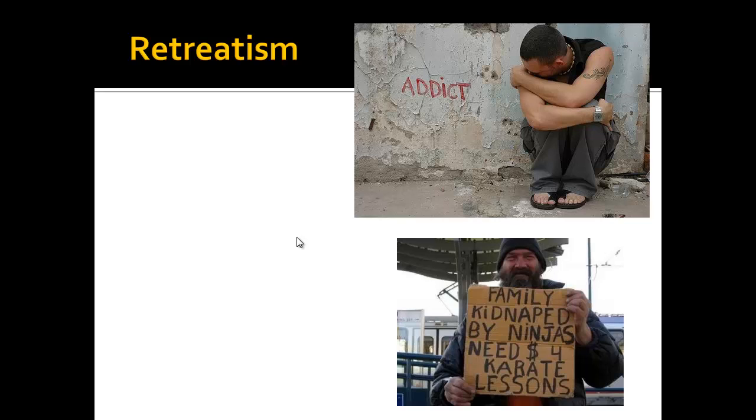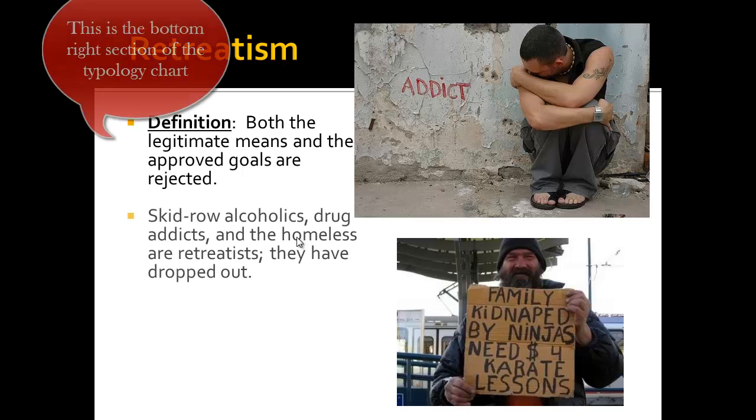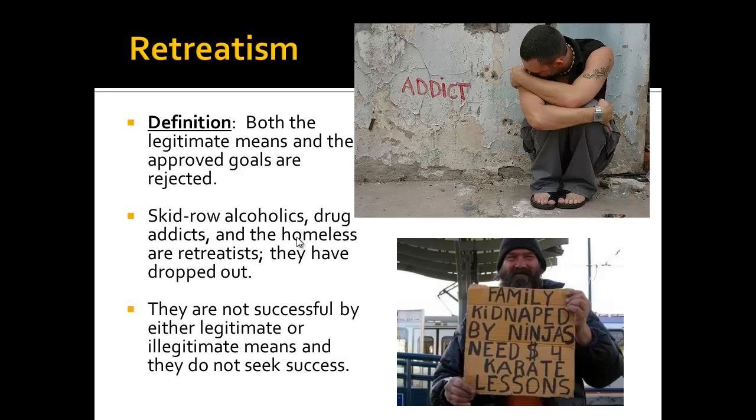The next kind is called retreatism. This is when the person rejects both the means of getting success and the goal of success itself. Basically, they've dropped out of society. These are people like Skid Row alcoholics, drug addicts, and the homeless. These are people who have failed at something. They're not really trying to get that success anymore, and they don't really believe in that goal anymore. They've kind of just dropped out. They're not successful by either legitimate or illegitimate means. They kind of drift through.